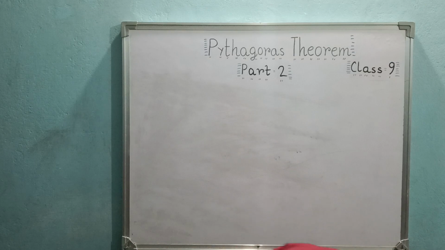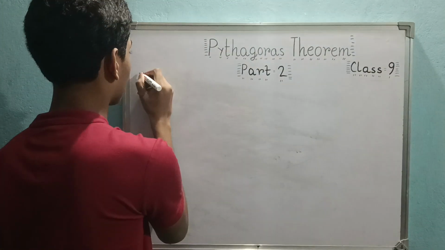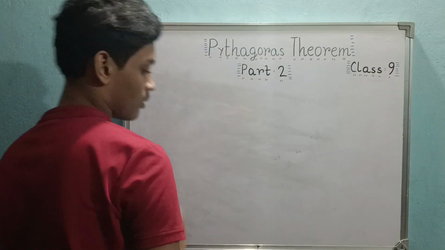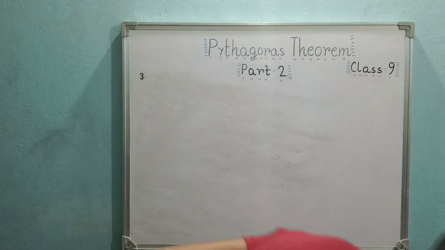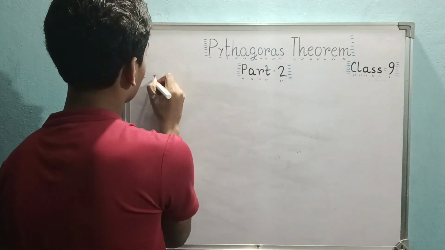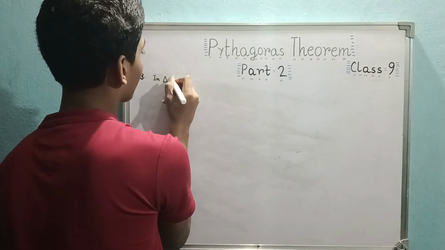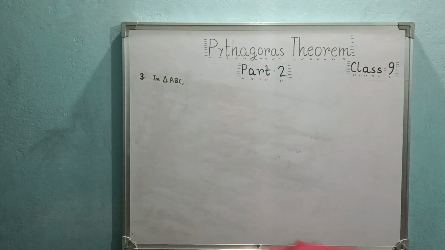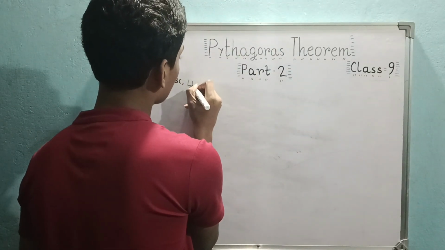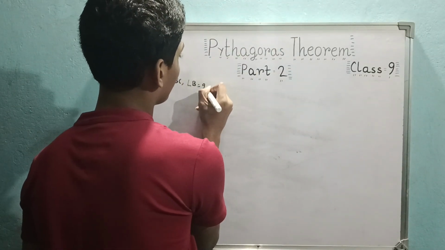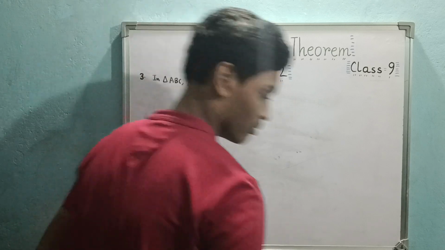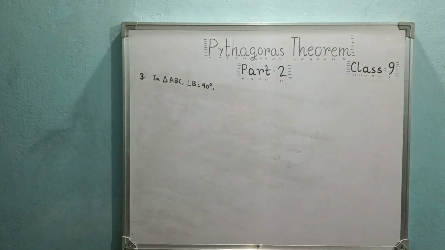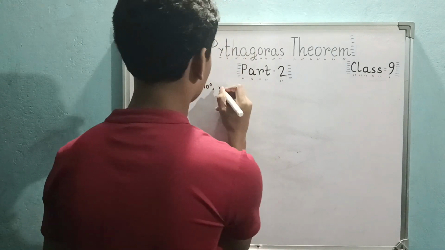Very well. Let's see the next one. Again, it's a triangle. And I am writing triangle like this. Okay, triangle ABC. Angle B equal to 90 degree, comma D is the point, D is the midpoint of BC.